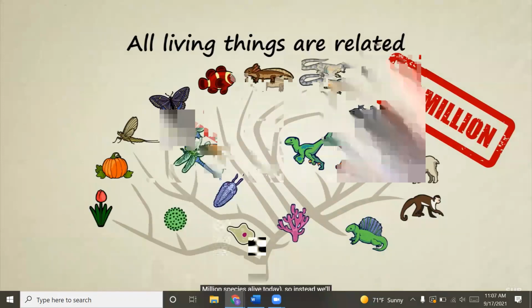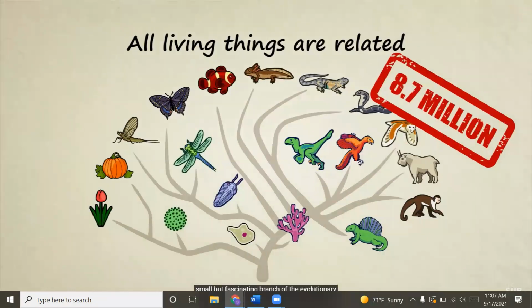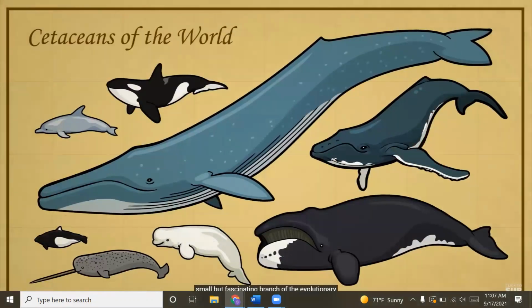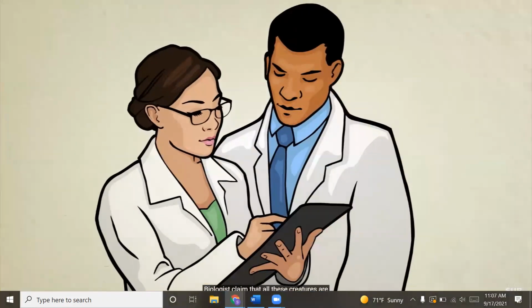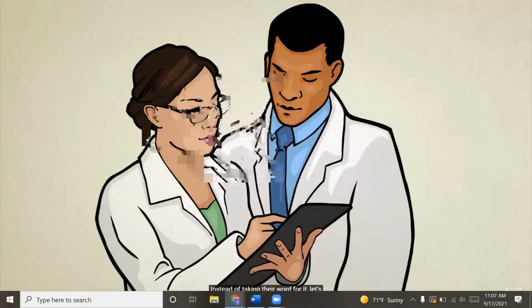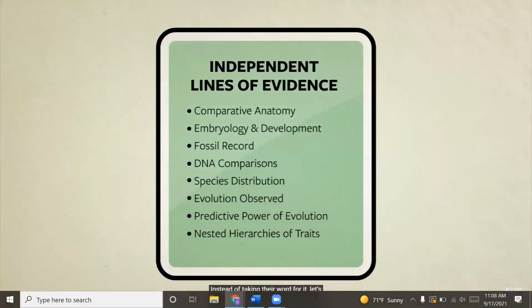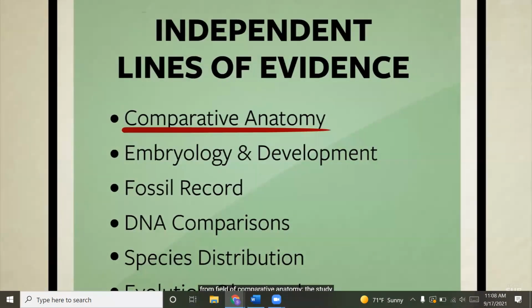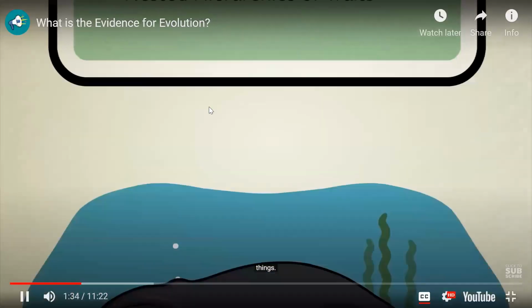So instead, we'll focus most of our attention on one fairly small but fascinating branch of the evolutionary tree, cetaceans. This branch includes whales, dolphins, and porpoises. Biologists tell us that all these creatures are closely related, and that the entire group evolved from an ancient four-legged land mammal. Instead of taking their word for it, let's look at the facts. We'll start by looking at a few from the field of comparative anatomy, the study of differences and similarities between living things.